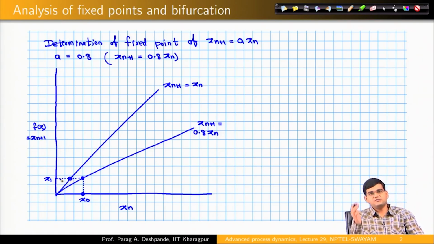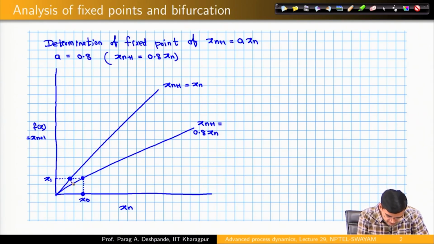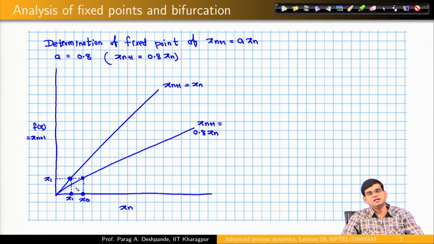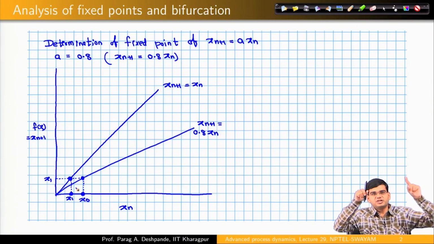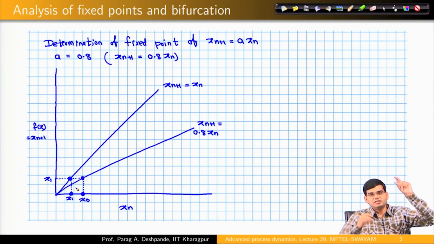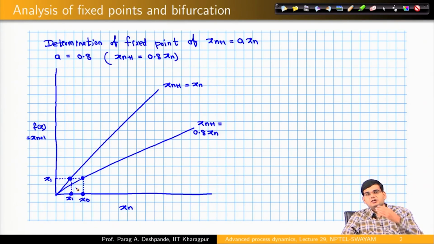So, for the next instant of time, this will become my x 1. I hope you are able to appreciate what is going on. I start with an initial value, go to the function, and find the corresponding value of my variable in the next instant of time. Now, that becomes the value of my function at the current instant of time, and that is how I am evolving the system.